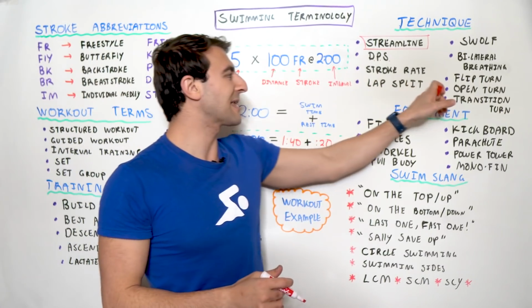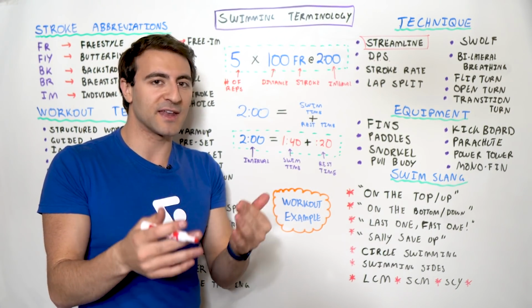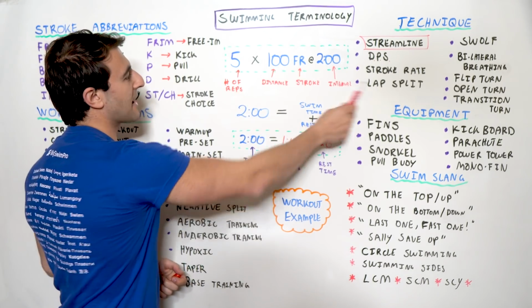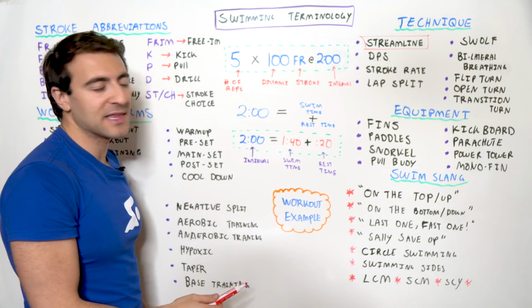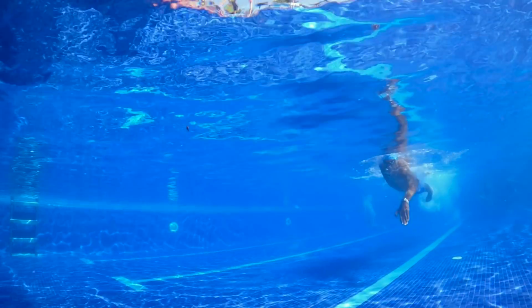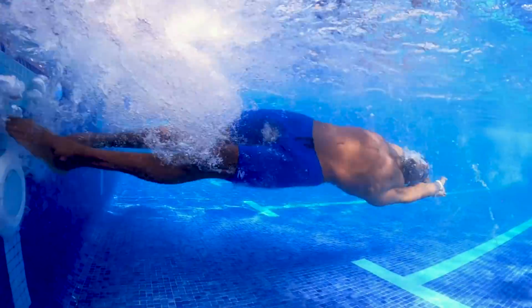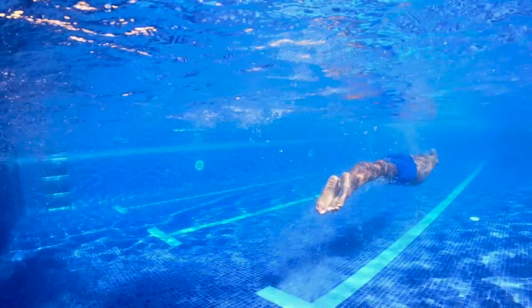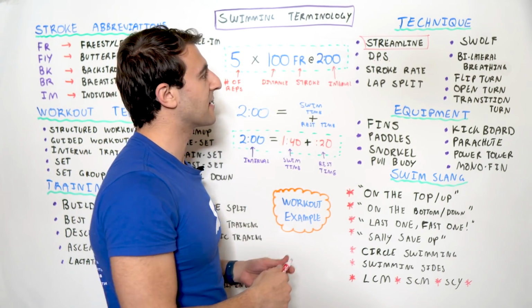You'll also hear something called a lap split. Now this is the actual speed at which you finished a specific rep. So in this example, 5 100s freestyle, in the 140, that is your lap split. So that is the split. Now you can have a lap split within that 100. So maybe at the 50 mark, you were 48 seconds. So you're 48 seconds on the first 50, 52 seconds on the second 50. Total time is 140. So you have the split and then you have the lap splits underneath that.